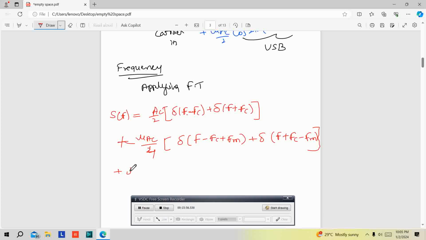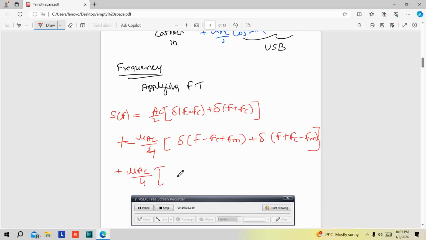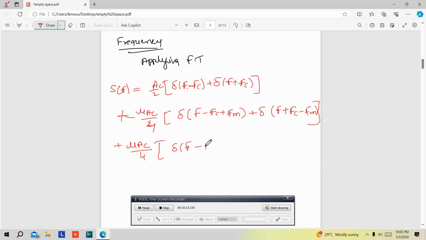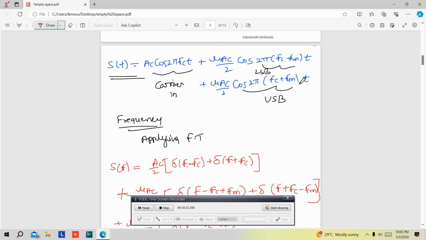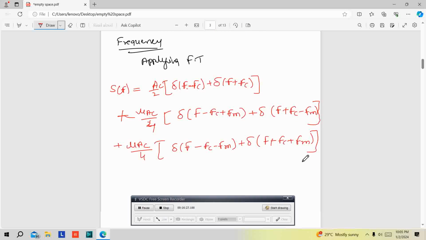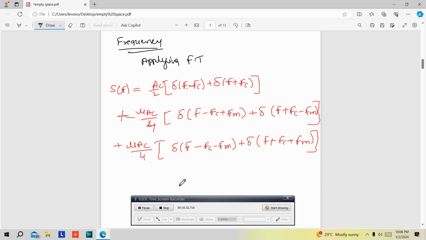Similarly, calculate the Fourier transform of the third one. Same here, 1 by 2, it becomes mu AC by 4 into del of f minus (fc plus fm) plus del of f plus (fc plus fm). Fc means this entire term, fc plus fm. So this is the frequency domain representation of the AM wave.